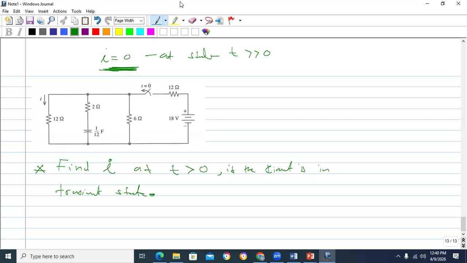Okay, have you done? Should I do this? I just write the equation only. Okay, no need to solve. Okay.